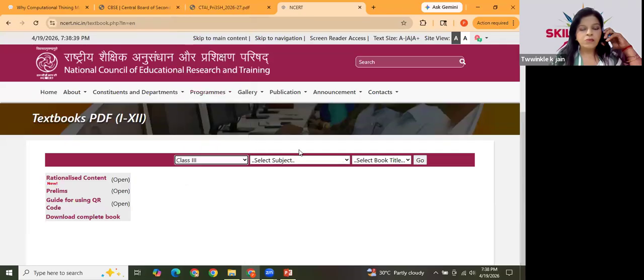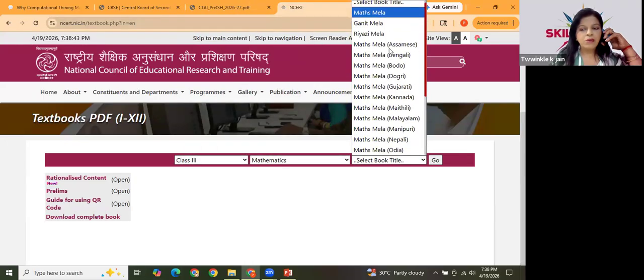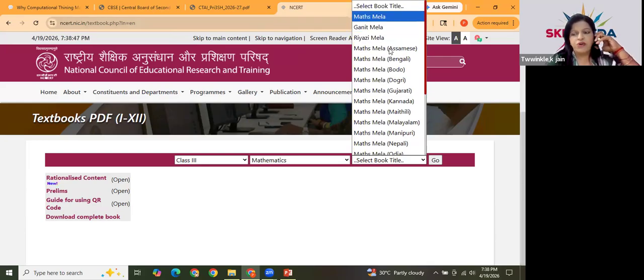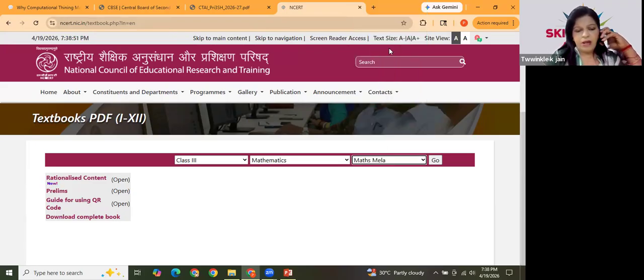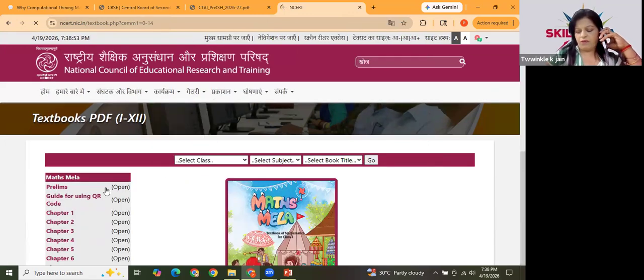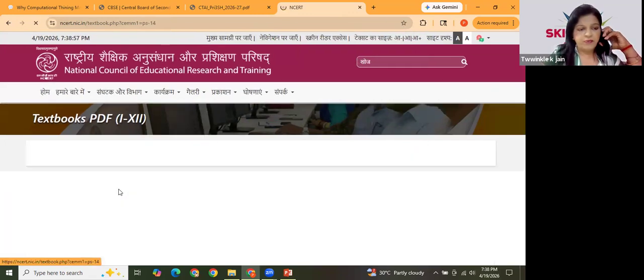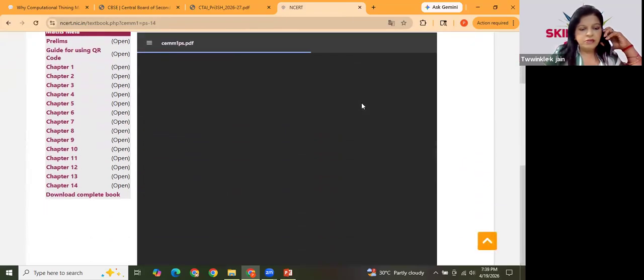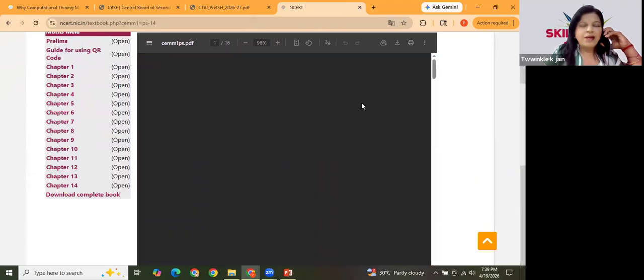Select grade 3 and mathematics. We have Math Mela, Ganit Mela, and Riyazi Mela. So many are there. Math Mela is actually in English. Ganit Mela is in Hindi, I think. So Maths Mela, let's go. Now we'll go to this prelims page and see the table of contents of the maths textbook.